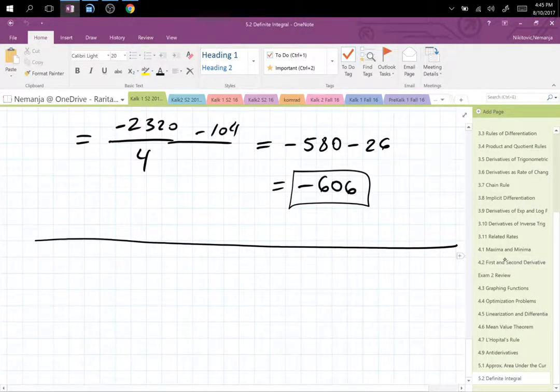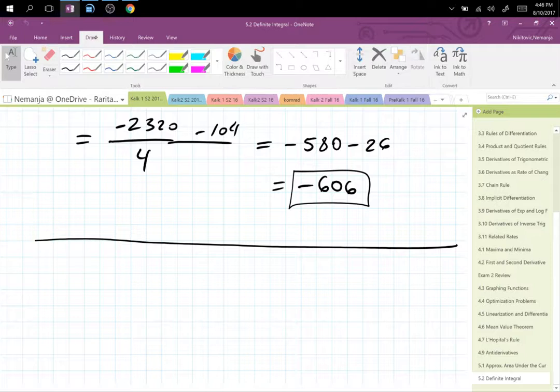Hello and welcome back to Calculus 1. So we're going to continue section 5.2. We need to discuss the issues now that we have. We already saw that definite integrals are used to calculate area under the curve, and we calculated a few of those. Let's do one more example just because we can.